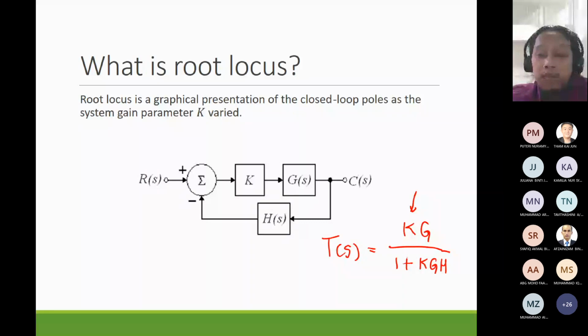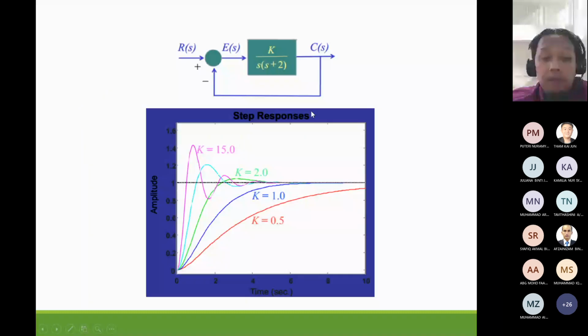When you vary the gain k, every time you vary it, you will get a different value of poles when you solve for the denominator later. So the gain k here will always be changeable. You can change the value of k, and when you change the value of k, the system stability will also change. This is an example of what I'm trying to explain just now.